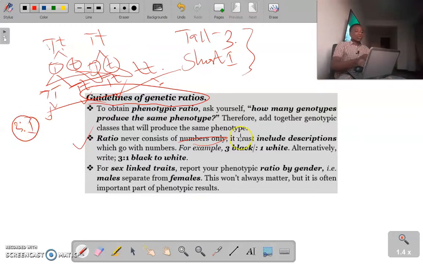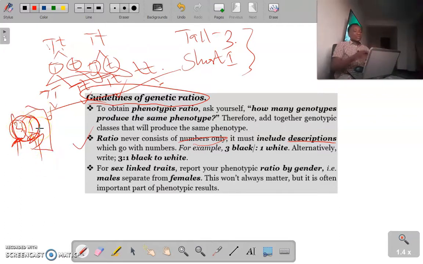So the ratio does not contain only numbers. It must include descriptions that go with those numbers. Those descriptions are information about what this 3 is for, and what this 1 is for. So you have to specify. Maybe we had this 3 for tall and 1 for short. So we must see descriptions when you are presenting the ratio.